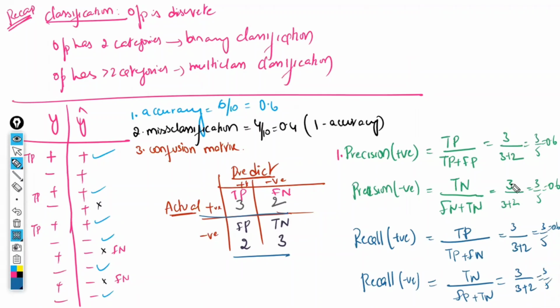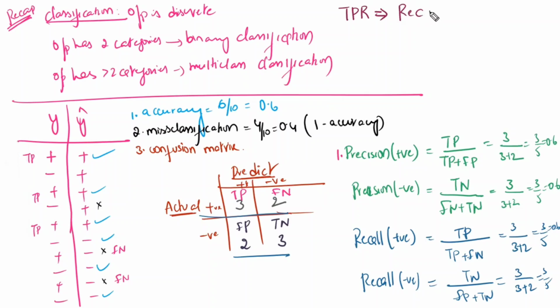For everything, we are only getting 0.6 in this case. Okay, so now precision and recall are the things which we have completed. Now, apart from this, the next one is called the true positive rate. This true positive rate is also called the recall of positive. Recall of positive and true positive rate are both the same.